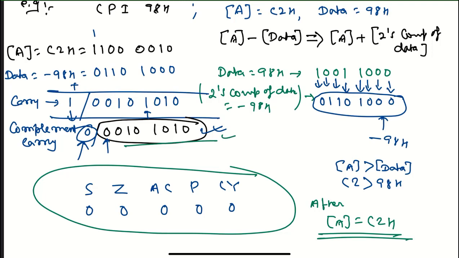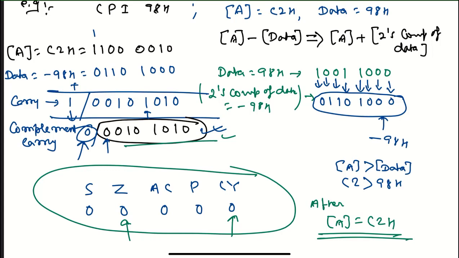Subtraction is used by the processor internally to compare these two values, the content of the accumulator and the data. So these two values will be compared, and according to the result it is going to reflect over the flags. So testing the zero flag and the carry flag will tell whether the accumulator is greater than the data, lesser than the data, or equal to the data. Accordingly, we can find out.